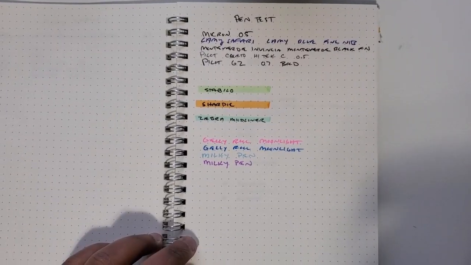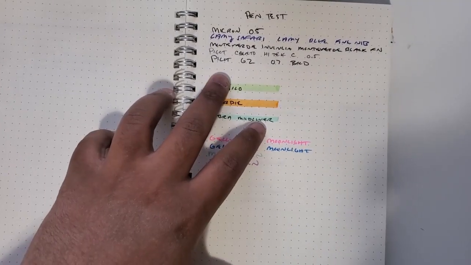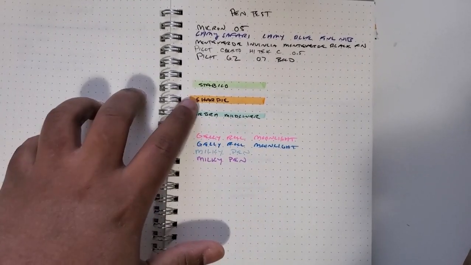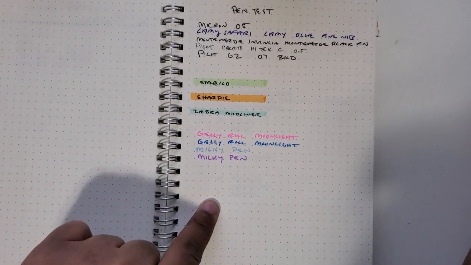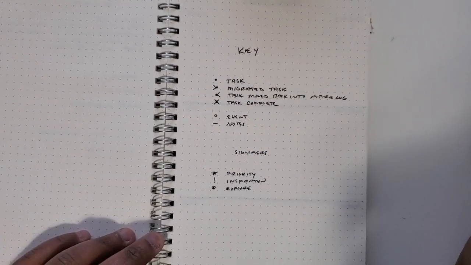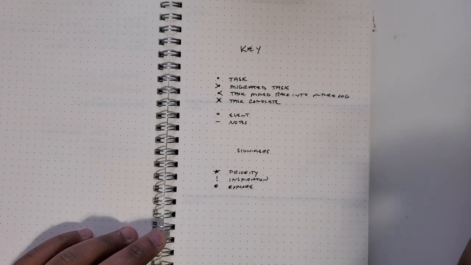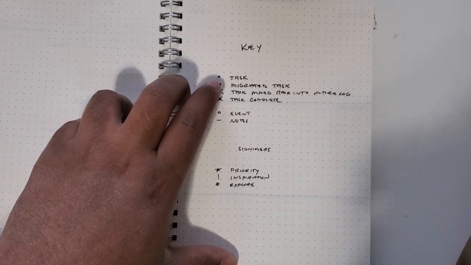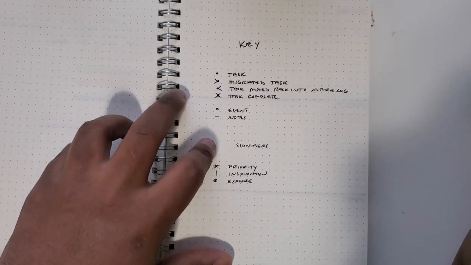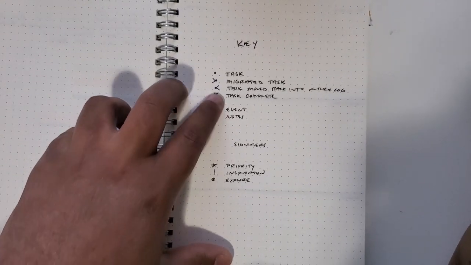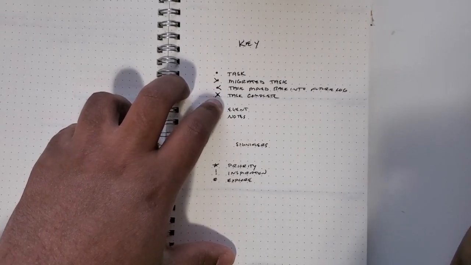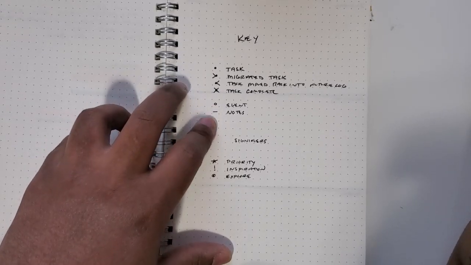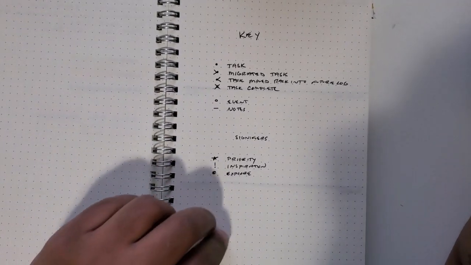So on page 1, I have a pen test. I use some of my most favorite pens, as well as a couple highlighters and some jelly rolls. Next, I have the key, and the key is an important part of Ryder Carroll's method. It separates the tasks as well as the events and notes, and also shows how you can amend the tasks for what you decide to do with them as you continue journaling with your rapid logging.